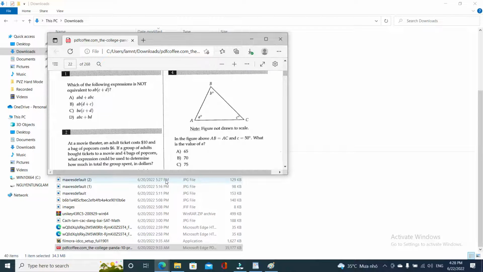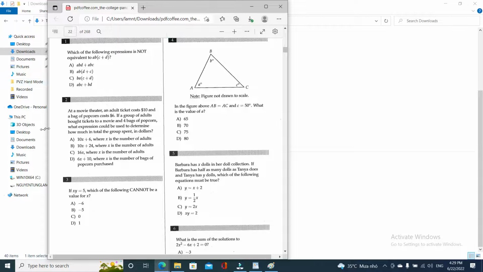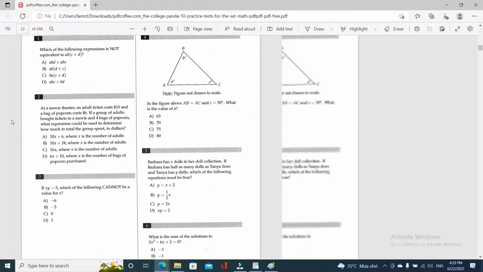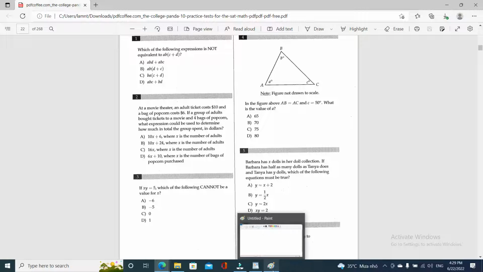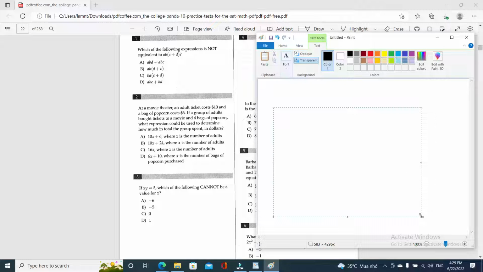Okay, I gotta open the paint. Which of these expressions is not equal to AB plus AB times C plus D? Okay, so easily we see AB times C plus D is equal to ABC plus ABD, and any variation of this, like a recombination or rearrangement, is going to work unless it gives us the wrong answer.